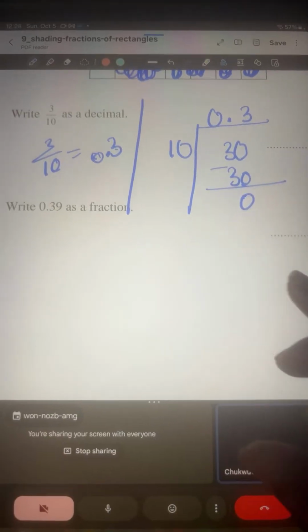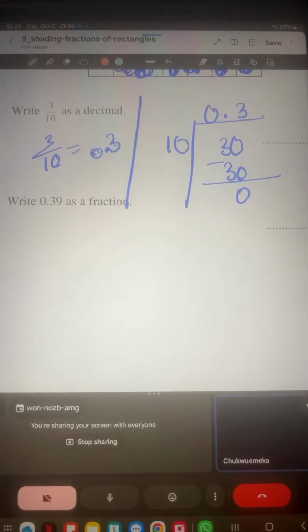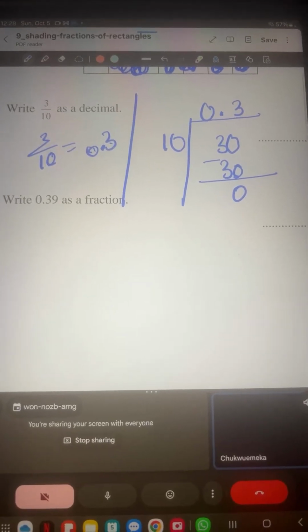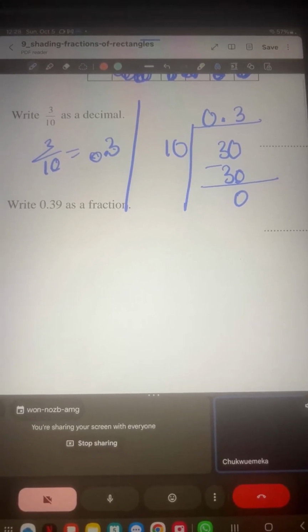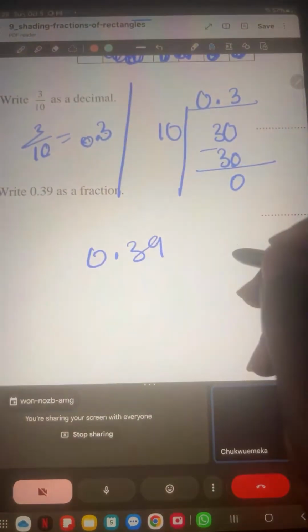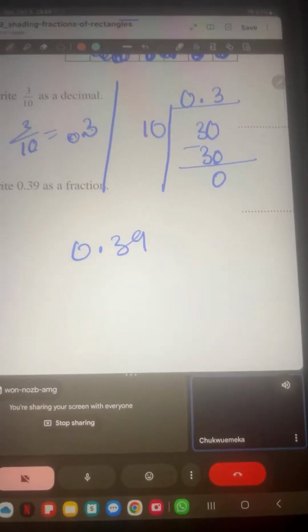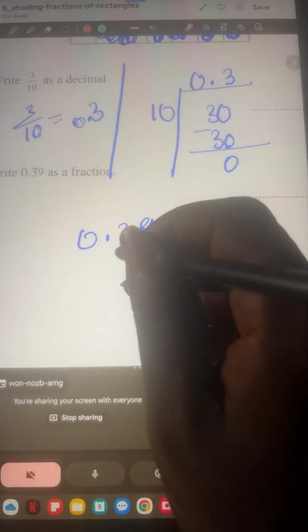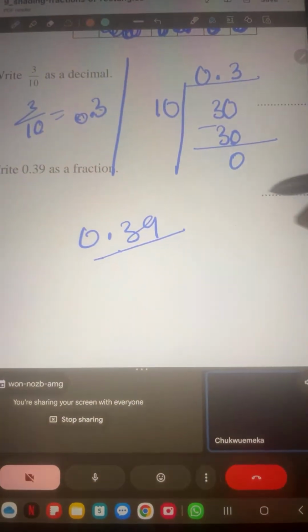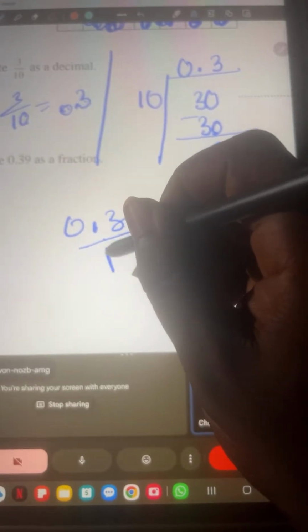No. All right. The next one says write 0.39 as a fraction. 0.39, look at it. We want to write it as a fraction. To write 0.39 as a fraction, just draw a line under it. The place where you see the point, write 1 under the point.